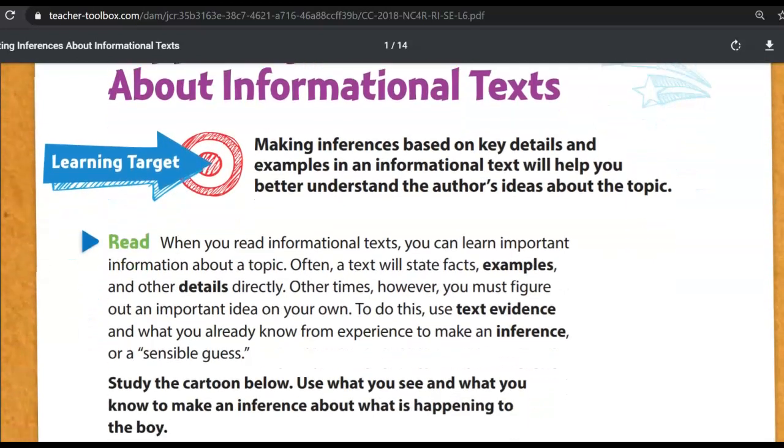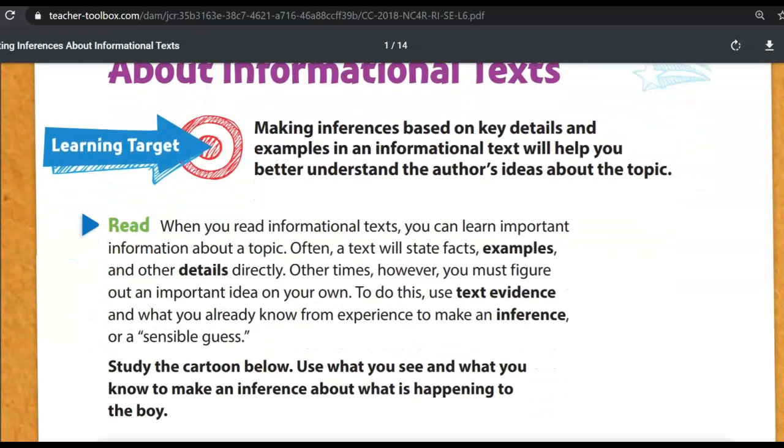When you read informational text, you can learn important information about a topic. Often a text will state facts, examples, and other details directly. Other times, however, you must figure out an important idea on your own. To do this, use text evidence and what you already know from experience to make an inference or a sensible guess.